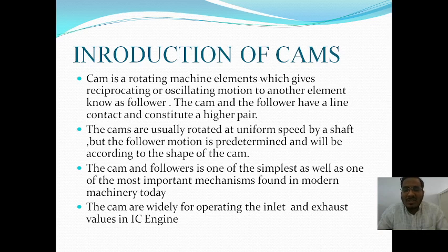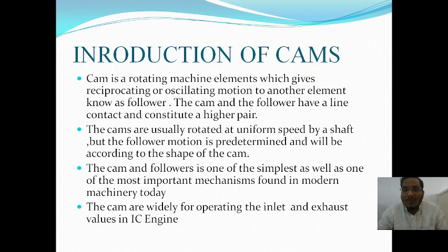The next thing is that the cam and follower is one of the simplest as well as one of the most important mechanisms. With the help of the camshaft or belt drive system in the cylinder, we operate the valves, and it is connected through the belt to the crankshaft at the end of the cylinder. When the crank rotates, the cam also rotates in the head of the cylinder. So that will operate the inlet valve through the strokes: suction, compression, expansion, exhaust.